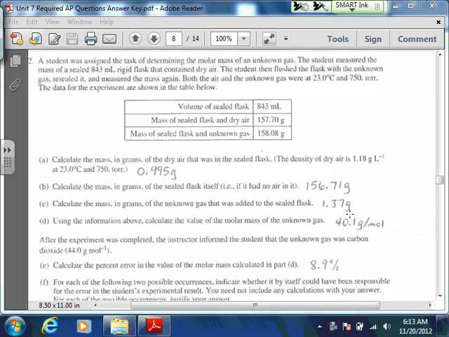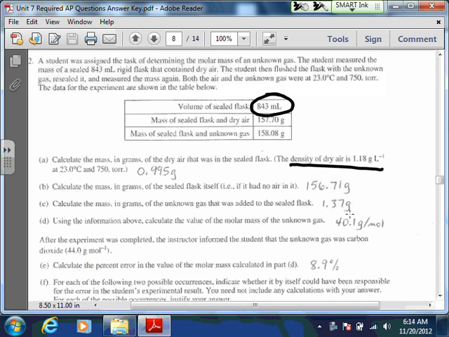I was overthinking it. So we've got the volume of the sealed flask. So we can assume that the dry air takes up the entire volume of that sealed flask, and then they give us the density of the dry air. So all we have to do here, 0.843 liters of the dry air times the density. Okay, so 1.18 grams in 1 liter. So that would give us the 0.995 grams there for the mass of the dry air.